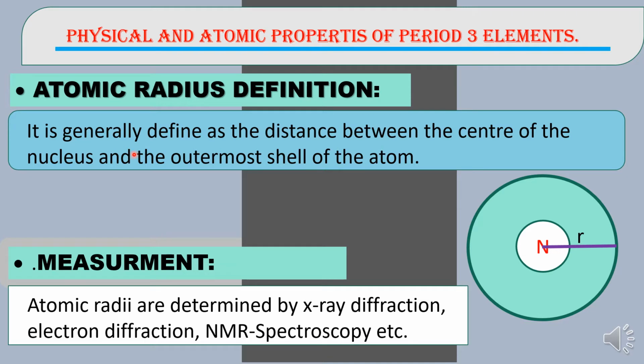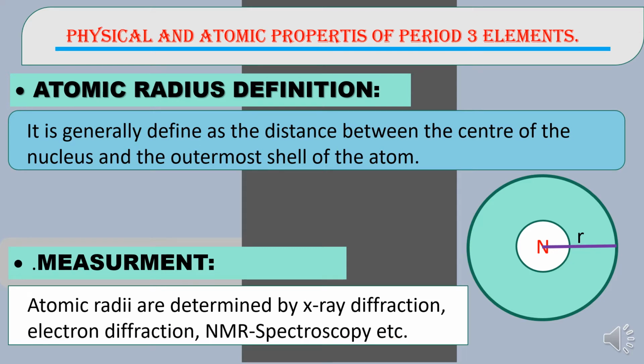Now the question arises: how can we measure the atomic radius of an atom? Atomic radii are determined by X-ray diffraction, electron diffraction, and NMR spectroscopy. So here you can see the second point, measurement.